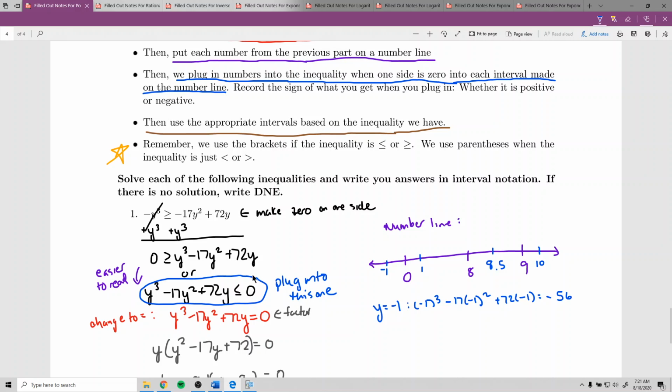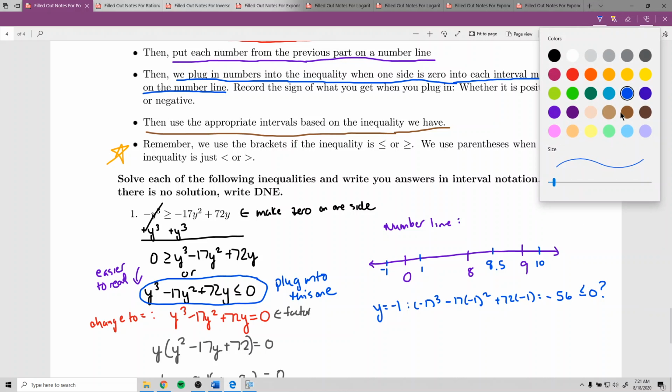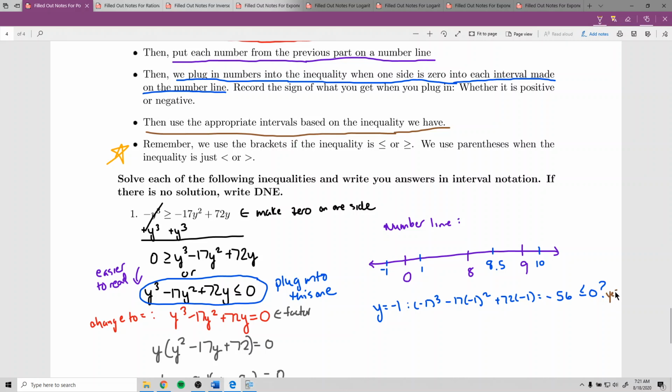And now the question is, is this less than or equal to 0? Yes. All right, -56 is definitely less than or equal to 0, so I'm going to put a yes over the -1. And remember, what we do is we plug in all these numbers. For each number, we're going to put a yes or a no. You could also write if it's positive or negative. And then, since we want negative, less than or equal to 0, you could pick the negative ones as well.